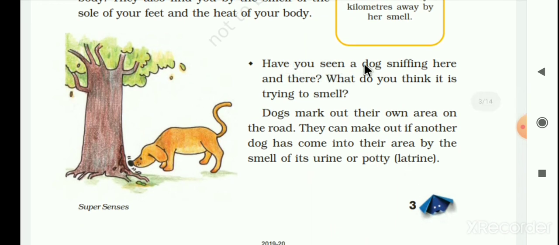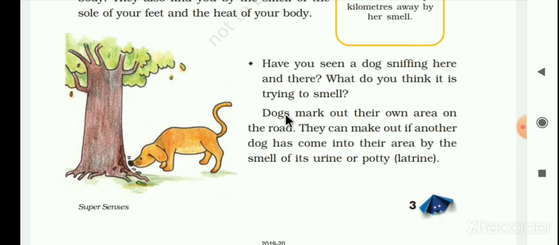Have you seen a dog sniffing here and there? Sniffing means it smells, right? Sniffing. It smells here, it smells there. So have you seen a dog sniffing here and there? I have seen. What do you think it is trying to smell? Just imagine why it is sniffing here and there. What is it trying to smell?